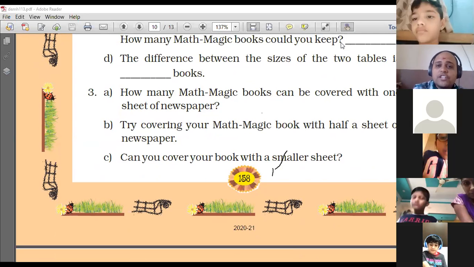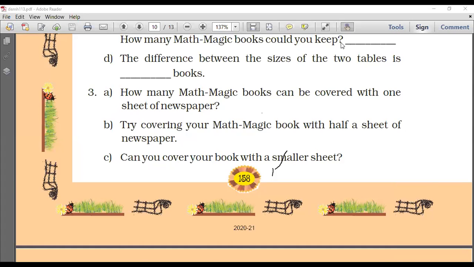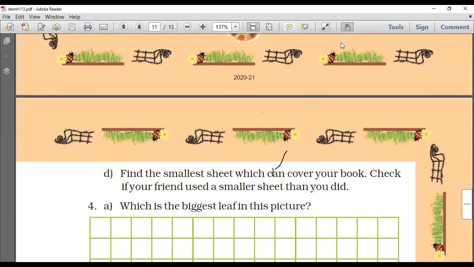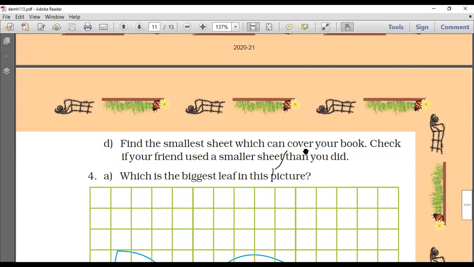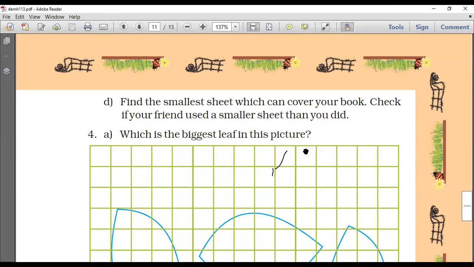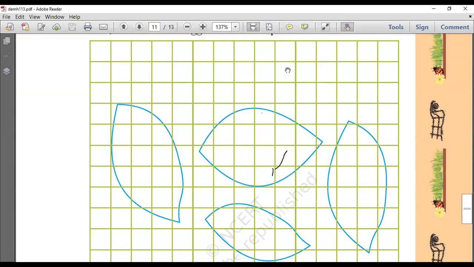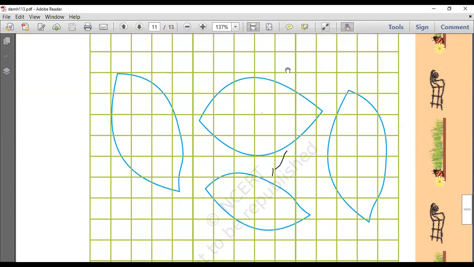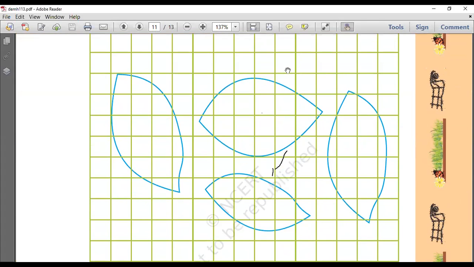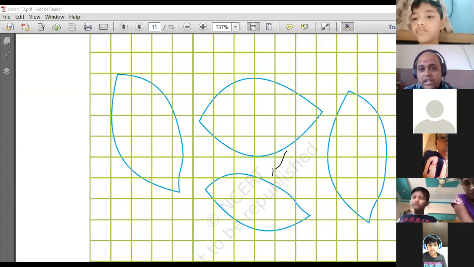So these all questions you have to do on your own and give the answer to it, except for the fourth one, D1. Find the smallest sheet, which can check if your friend used a smaller sheet than you did, right? Okay, now this is something which is very interesting. Rudra, here comes your answer. You said, sir, it is circle, right? Yes. So these are some irregular shapes, right?